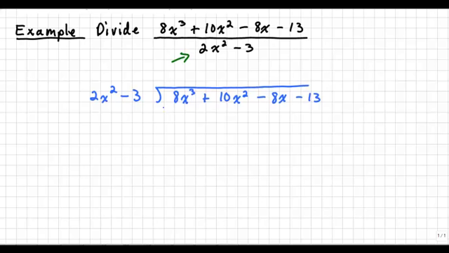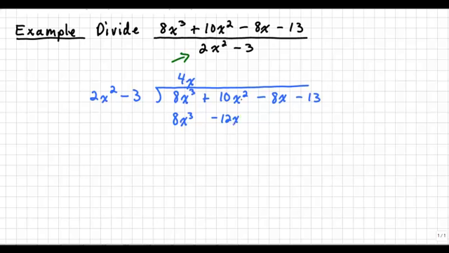Okay, so you're looking at the leading coefficients here. You're saying, how many times does 2x squared go into 8x cubed? So basically you're saying 8x cubed divided by 2x squared is what? Right? And that's going to be 4x. So write that above here. That's going to be part of our quotient. But I got to distribute this to both terms here. So it's going to be 4x times 2x squared. That gives us 8x cubed. And then 4x times minus 3 is minus 12x.